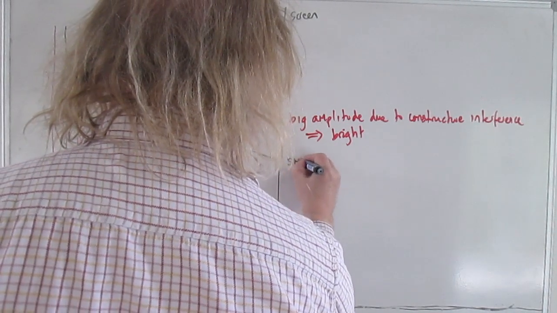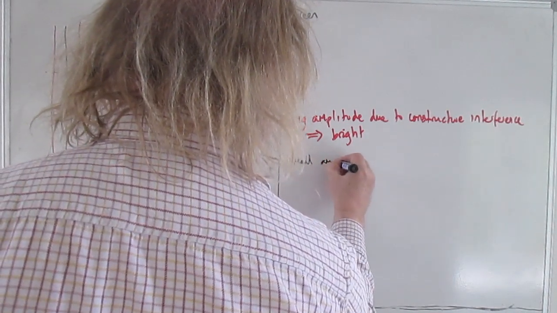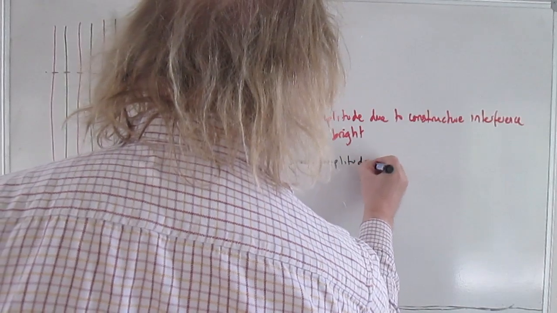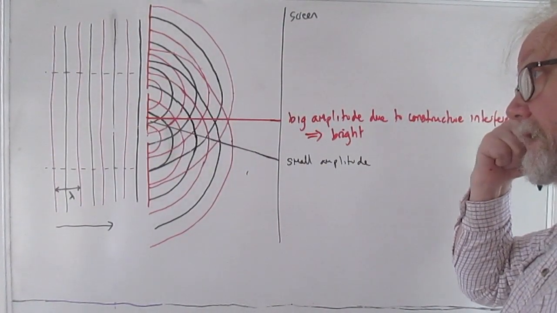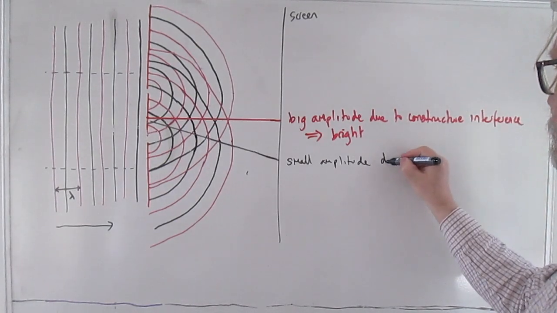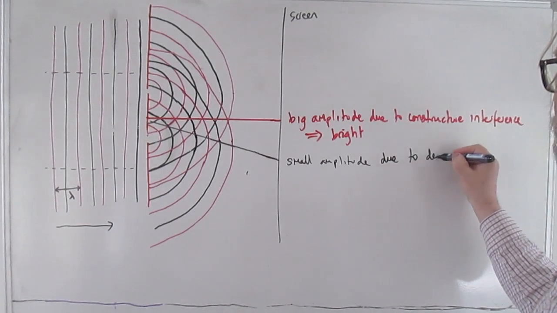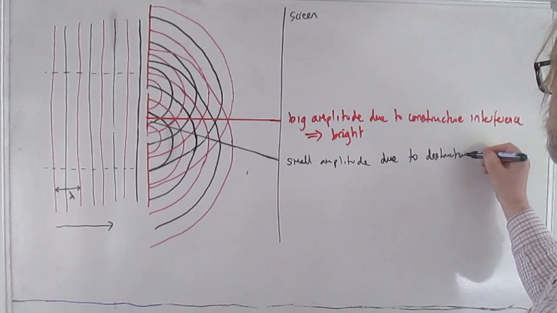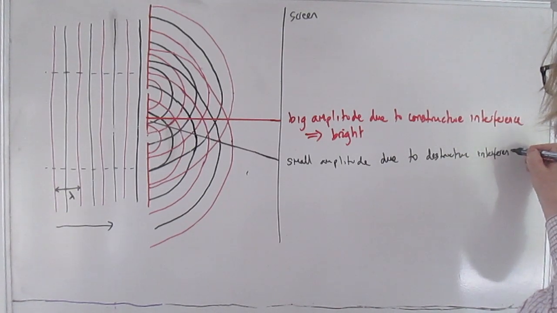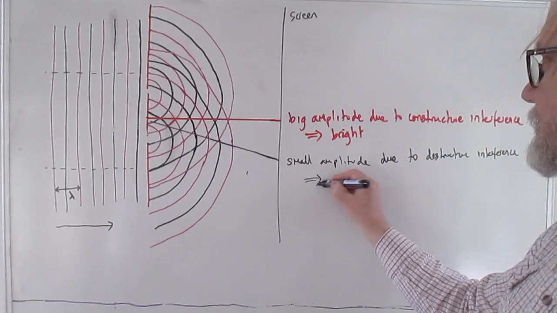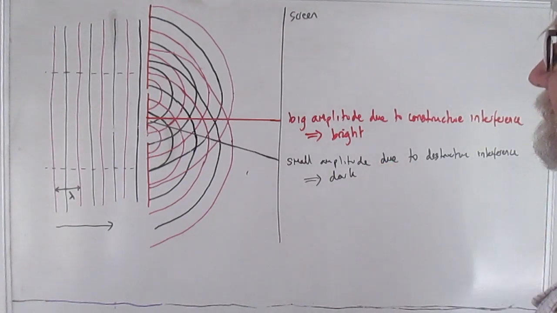So you get a small amplitude, and in a perfect case it would be 0. So it would be completely dark because you'd have completely destructive interference. So small amplitude due to destructive interference. In other words, it's going to be dark along that line.